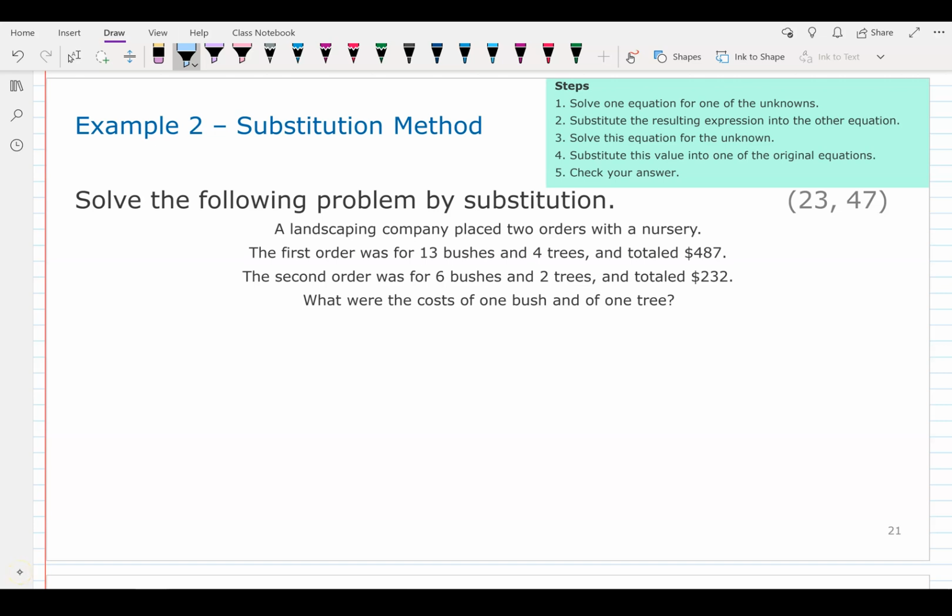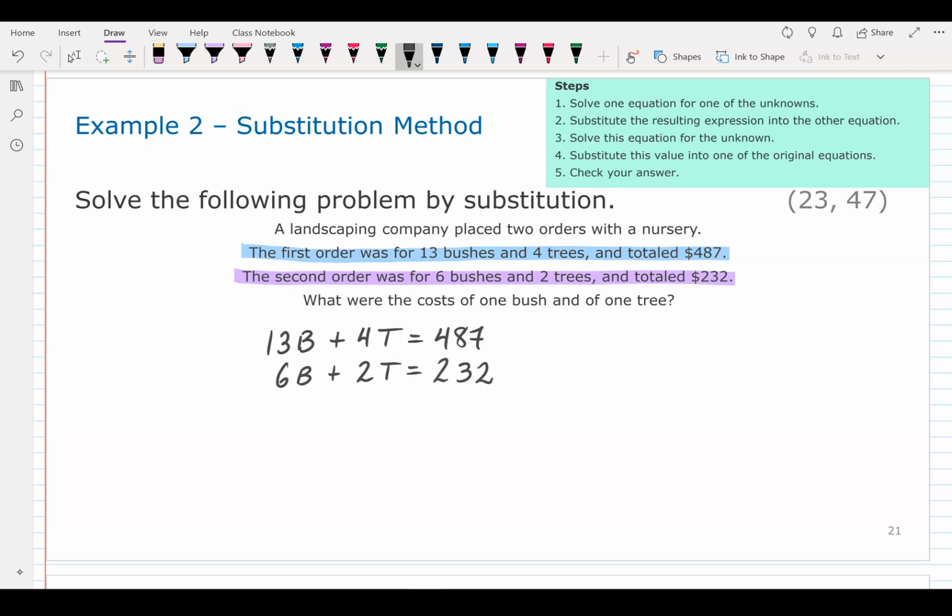So let's take this in parts. I'm going to break that first sentence into equations. If we have 13 bushes and 4 trees and they total 487, that means we have 13 times the cost of 1 bush plus 4 times the cost of a tree. That equals $487. The second order, 6 bushes, 2 trees. That means we have 6 times the cost of a bush plus 2 times the cost of a tree is 232.